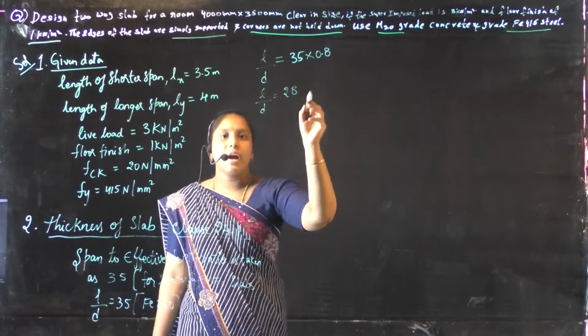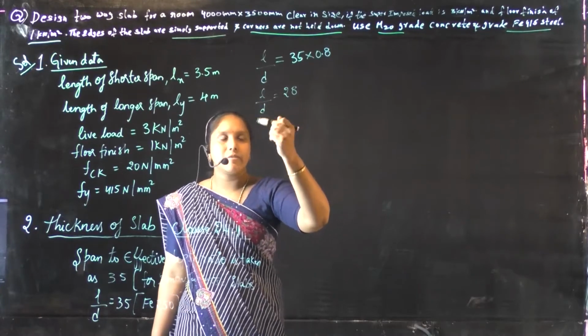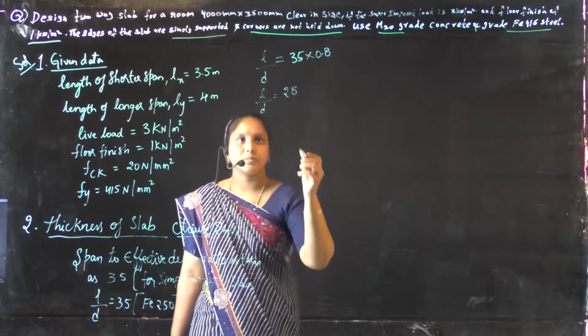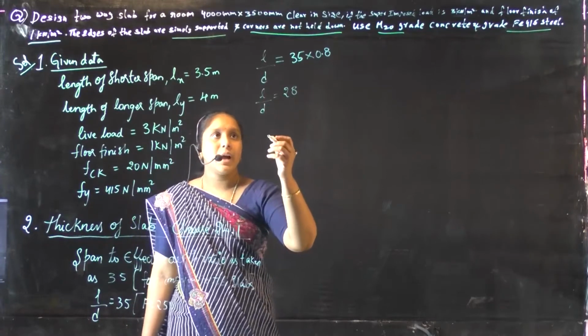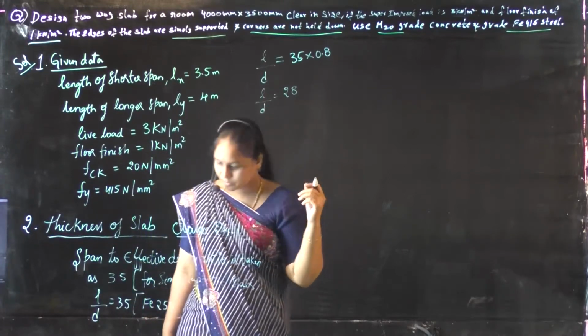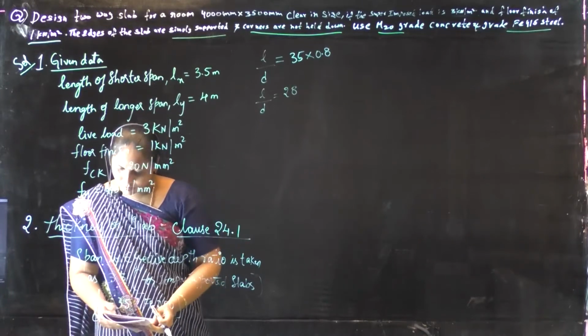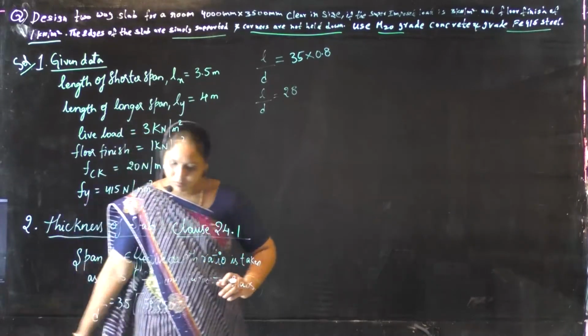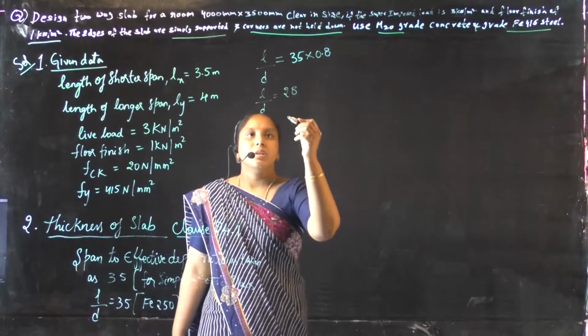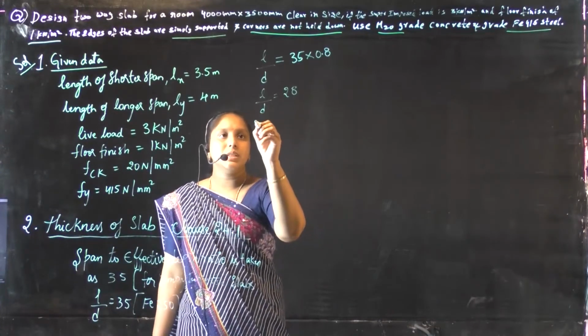So this is our L by D ratio. From this what we have to calculate? We have to calculate the effective depth D. So what is the span? The span here, how much is it?